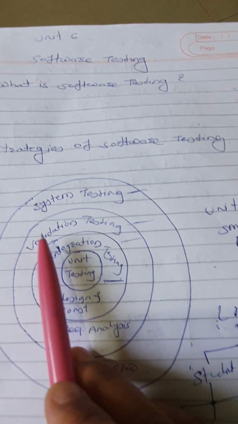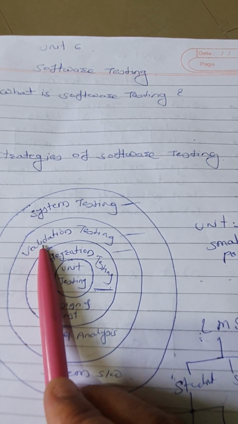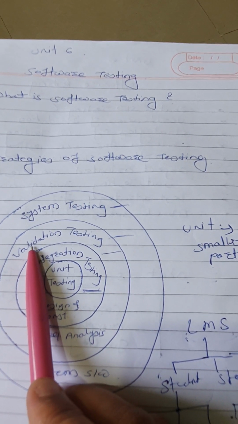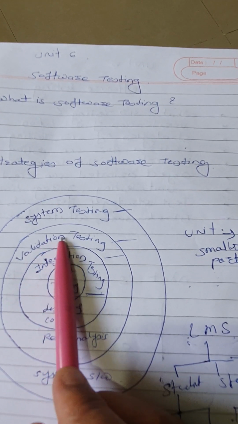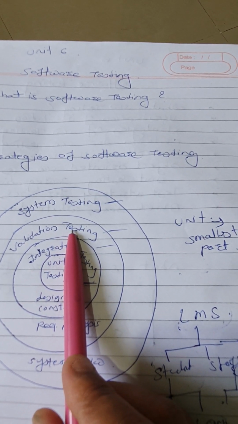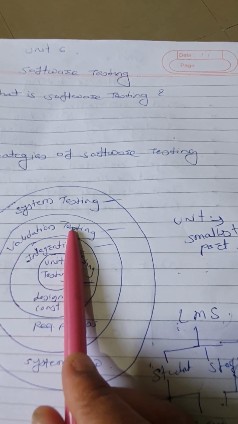Okay, then the third one is validation testing. Validation means checking. You have to check whether a particular software is valid or not, meaning whether the software fulfills the customer requirements or not. This is called validation testing.